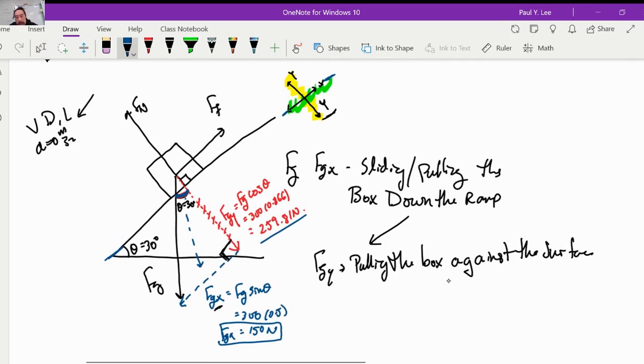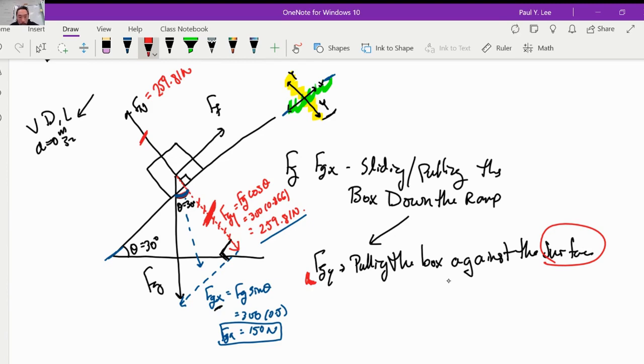Remember, if I were to ask you what FGY is doing, you should now be able to say it is pulling the box against the surface. Key word here, surface. Remember, the normal force is a reactionary force of what the surface is doing because there's a force acting against it. If you push against the surface, it doesn't matter if it's the floor or the wall, that surface will always push back. So if the force of gravity is pulling this object against the surface with 259.81 newtons, the normal force will be opposite of that: 259.81 newtons. And I'm going to draw my equal force symbols. They're equal but opposite there.